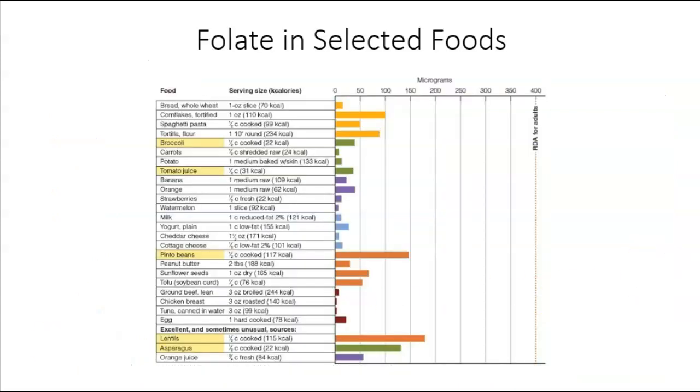Where do we find folate in selected foods? Lots of your beans and nuts and seeds have it, lentils, asparagus, orange juice.